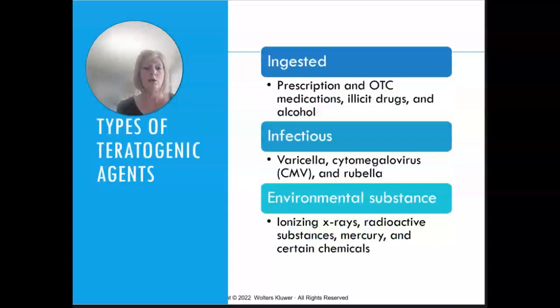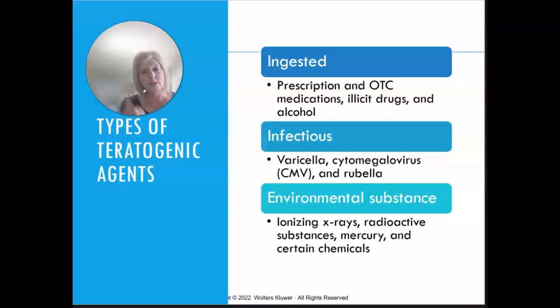And so here's a few ways that mom can get those. There's a few different types of teratogens. One is ingested. So those are things that mom's going to swallow. One is infectious. Those are things that mom can be exposed to. And then we can get environmental. Those are just things that mom can come in contact with that she doesn't even know.